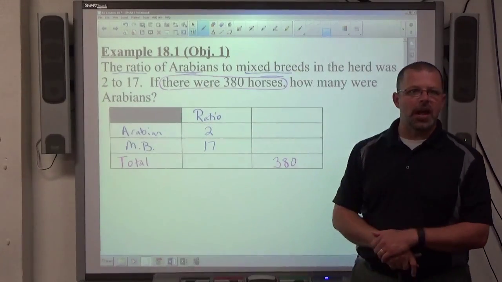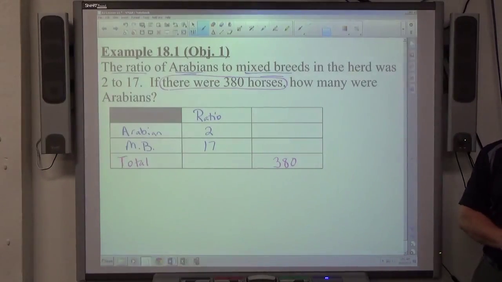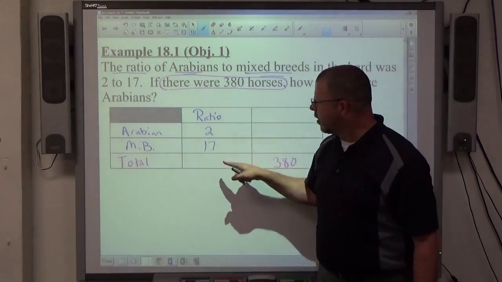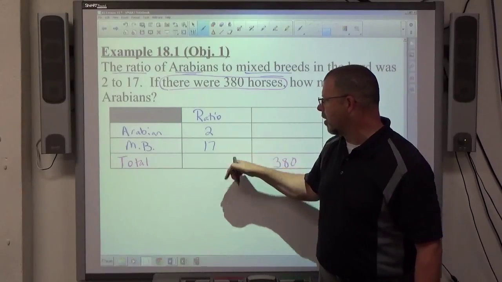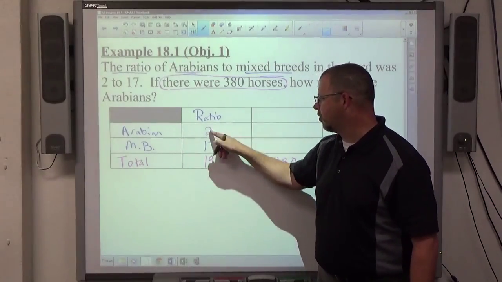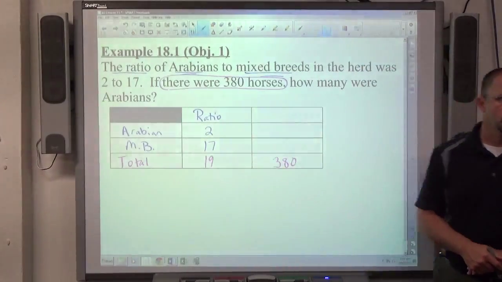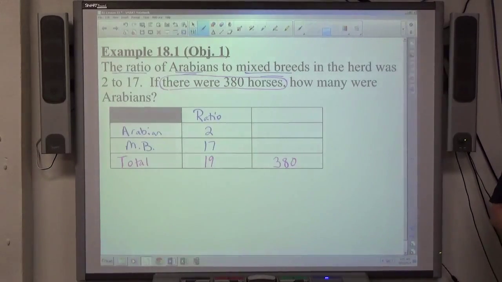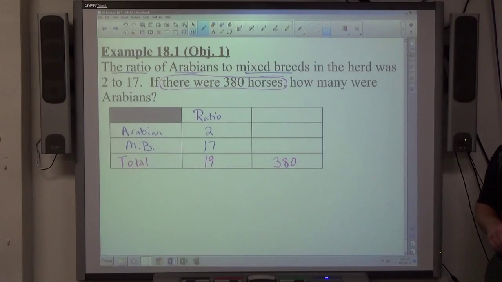You don't always have to have a total row when you're doing a ratio word problem. But if you do get a total row, whatever the ratio numbers are in your parts add up to the total ratio number. So 2 and 17 make 19. You need all 4 numbers to be able to do anything, but they're only going to give you 3 numbers in the words.